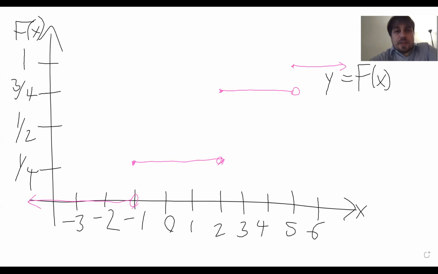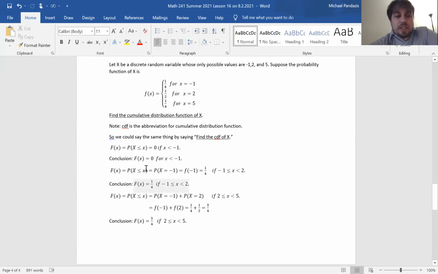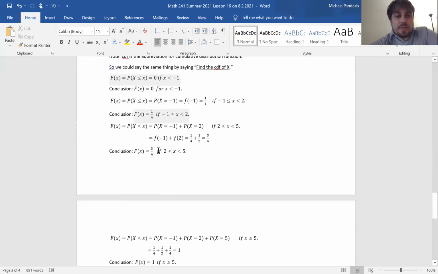Okay, and so that's an illustration of the CDF in that last example, example 4.20.